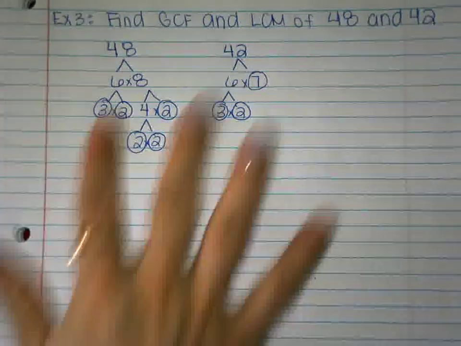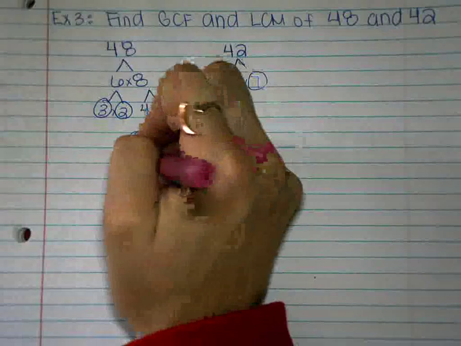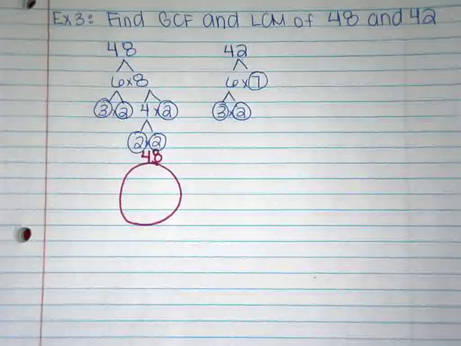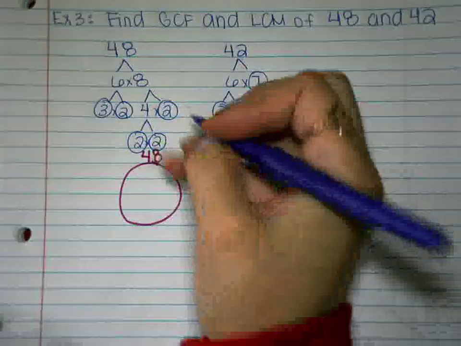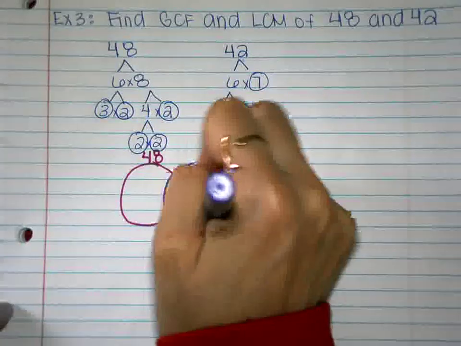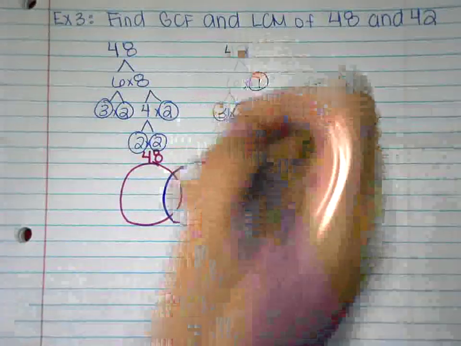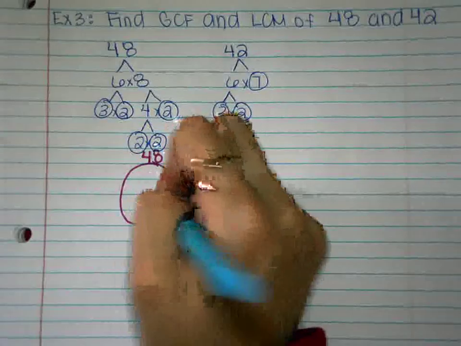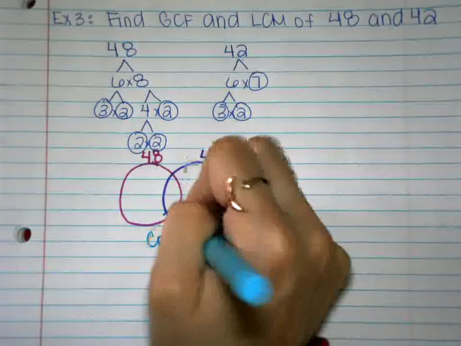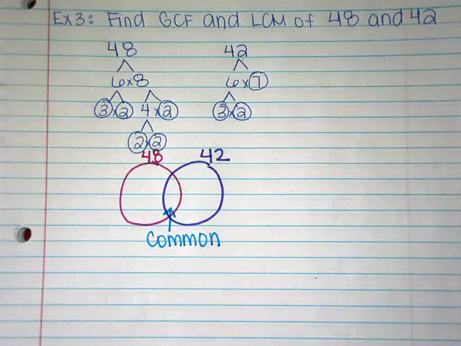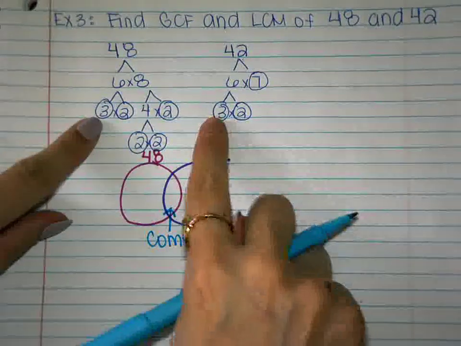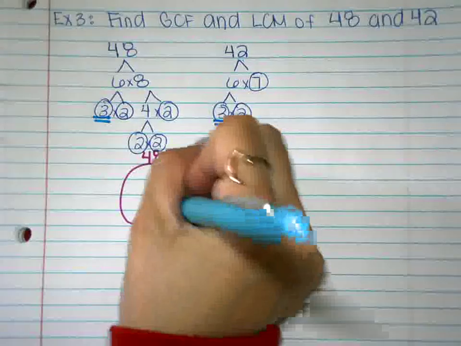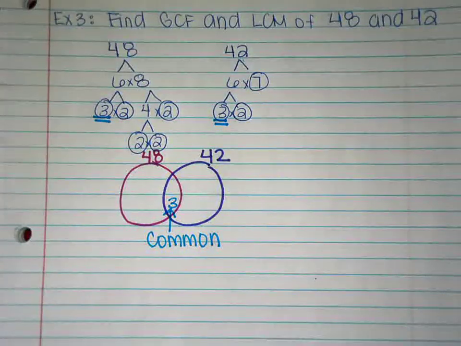So once you draw your trees, you need to draw your circles. This circle is 48. This circle is 42. And I need to first find the numbers that they have in common. So I see a 3 circled and a 3 circled. So I'm going to underline that I've used that 3, and I'm going to write it in my commons place.